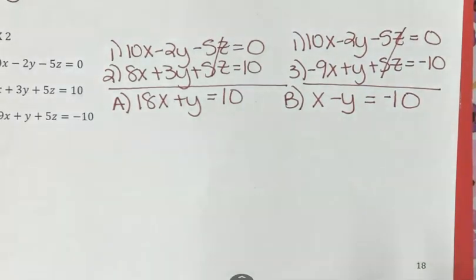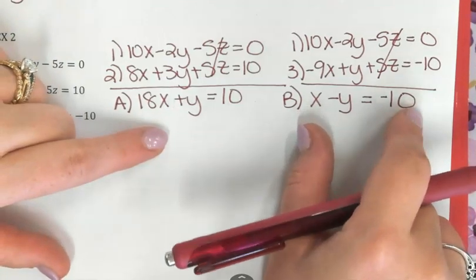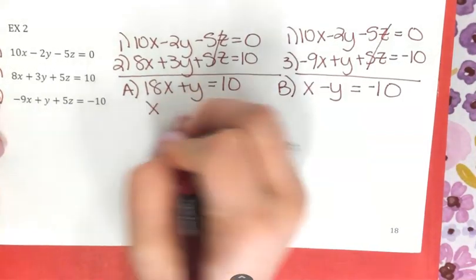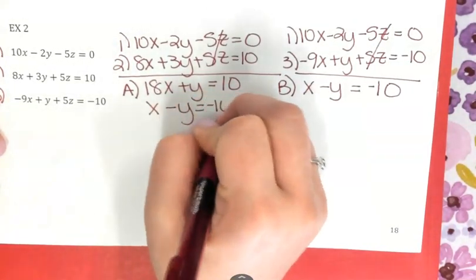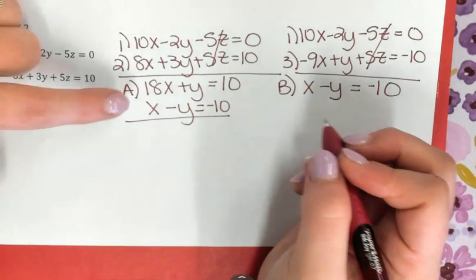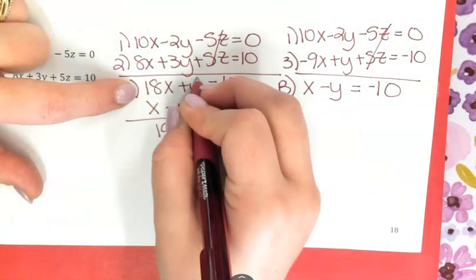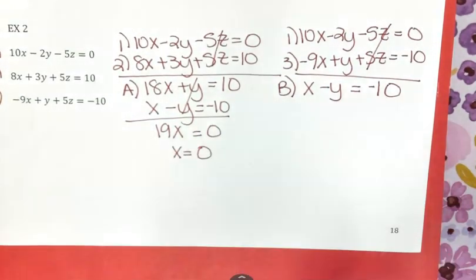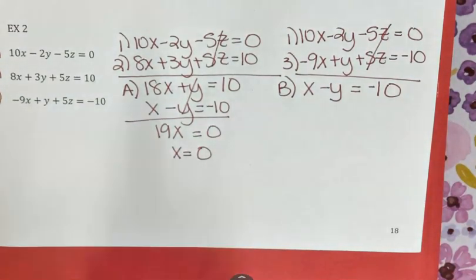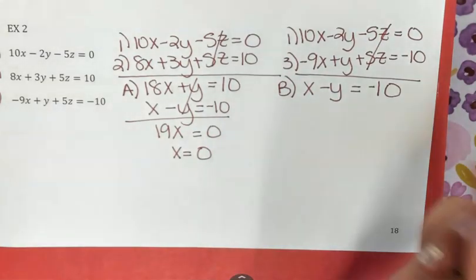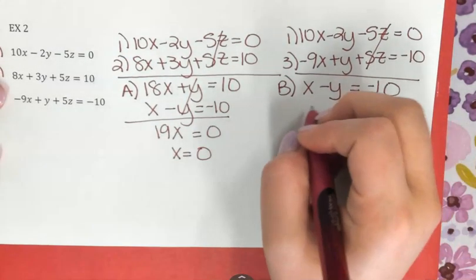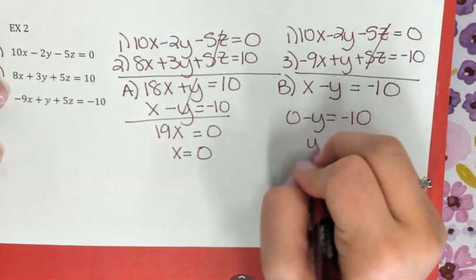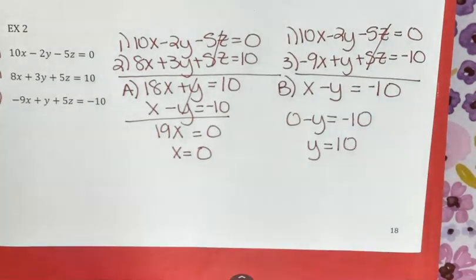Now, again, substitution, elimination. If I leave these as they're written, my y's will cancel. Ooh, there goes my document camera. So x minus y equals -10. I'm just going to add these 2 equations as they're written. 19x equals 0, which means x is 0. I'm going to plug that into equation B. You could plug it into A. It's up to you. 0 minus y equals negative 10. So y is positive 10.